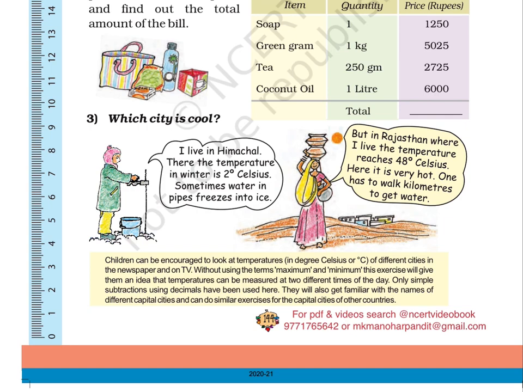For the teacher, children can be encouraged to look at temperatures in degrees Celsius or degrees centigrade of different cities in the newspaper and on TV. Without using the terms maximum and minimum, this exercise will give them an idea that temperatures can be measured at 2 different times of the day.